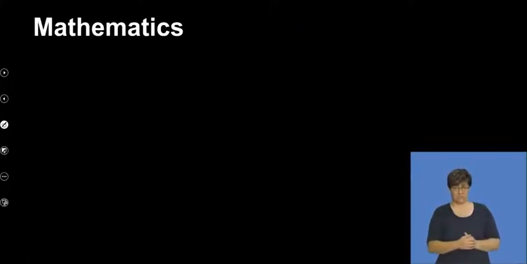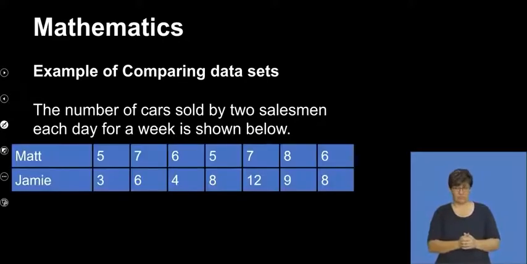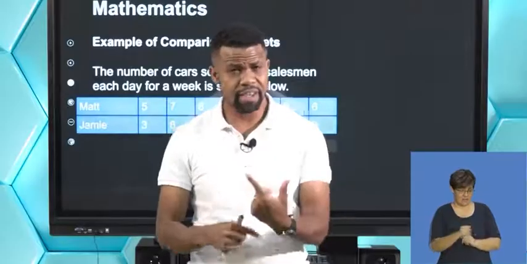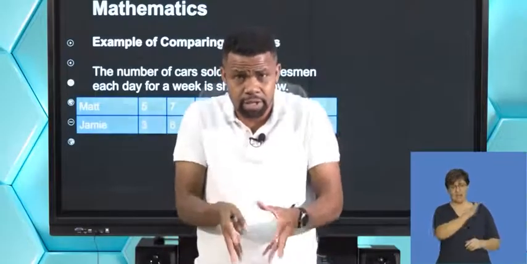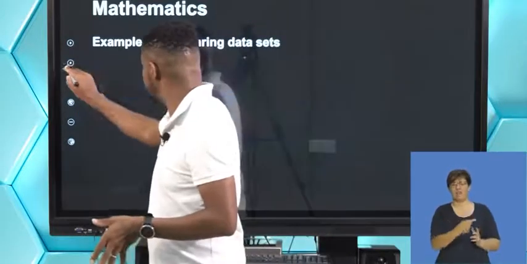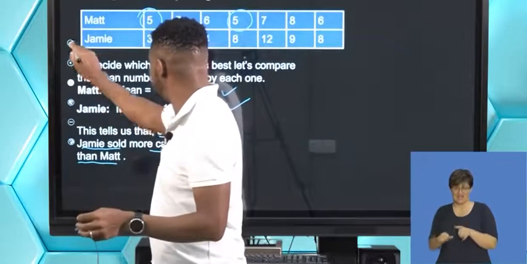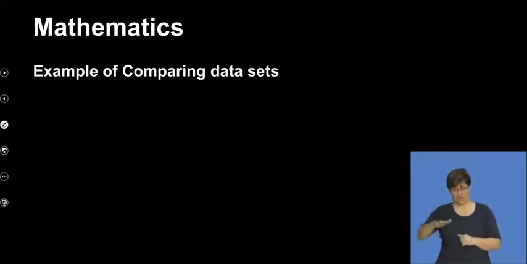So what are you going to look at now? Still the same problem. The number of cars sold by 2 salesmen each day for a week is shown below. We have Matt and Jamie. We're going to look at another analysis. The first analysis, we calculated the mean. And we said, based on mean, I think Jamie was better with a 7.1 average.